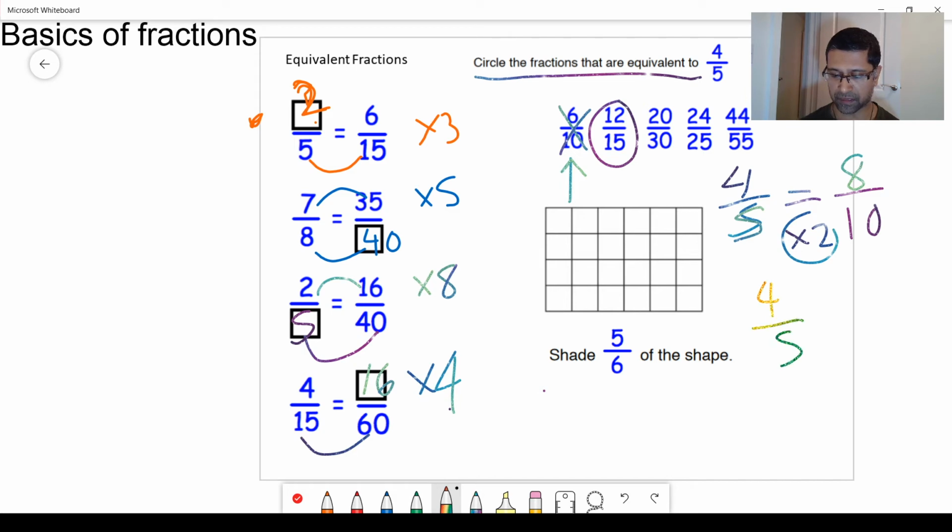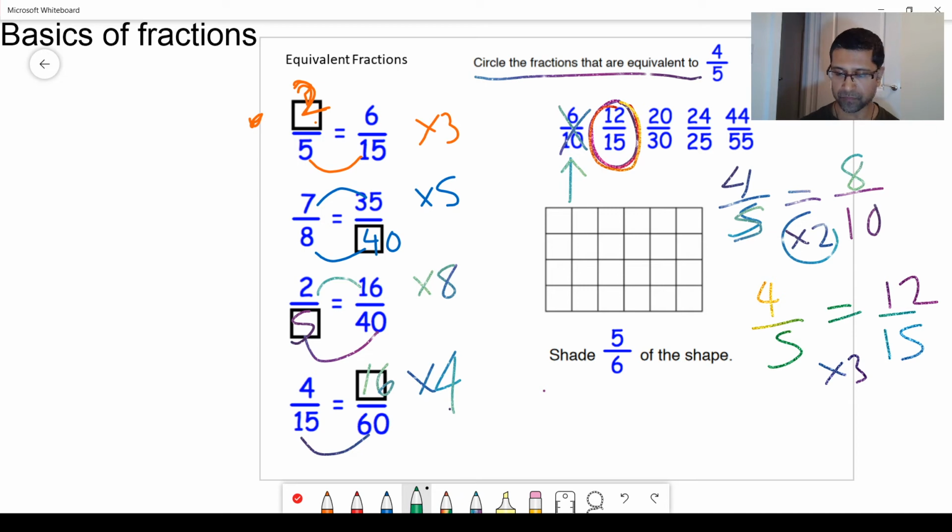Next, let's have a look at this one. Again, 4/5. Compare the denominators, the 5 goes to the 15. So 5 into 15 is times by 3. What you do to the bottom, do to the top. 4 times 3 is 12, which we already have here. Look, so I've circled that one already.